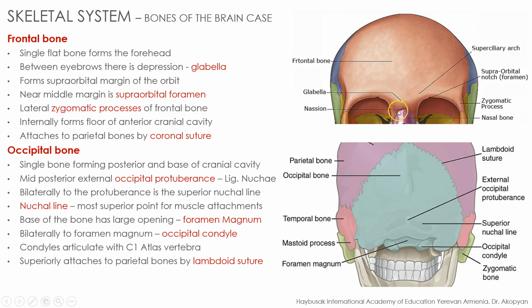Superficially, midline, it articulates with the nasal bones and the maxillary bone. Laterally, it articulates with the sphenoid and the zygomatic bones through the zygomatic process. Lateral to the glabella, within the supraorbital ridges, can be found the supraorbital notches or the supraorbital foramina. Through these supraorbital foramina pass the first branch, the ophthalmic branch of the trigeminal nerve.